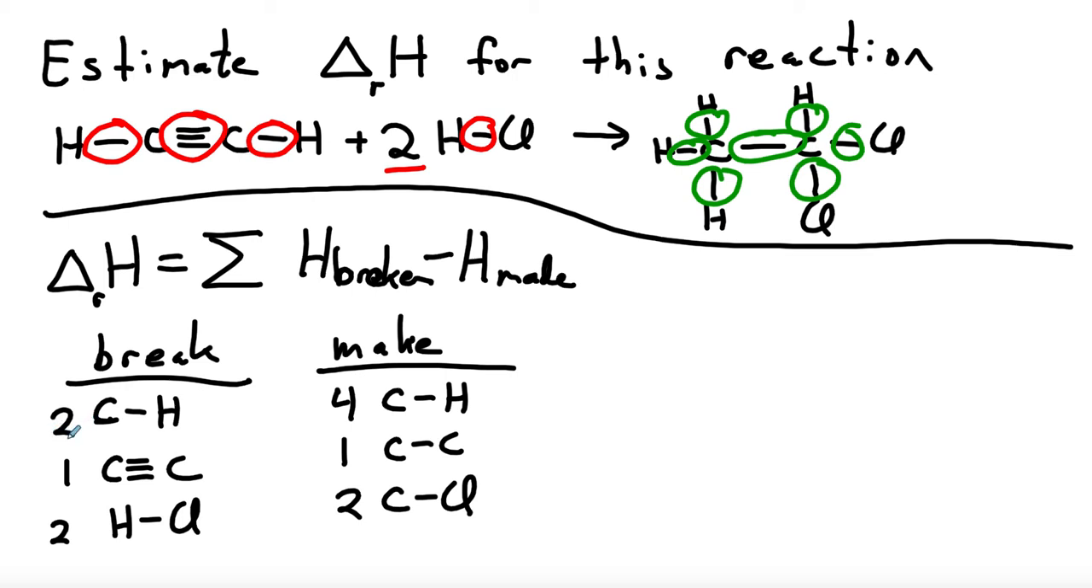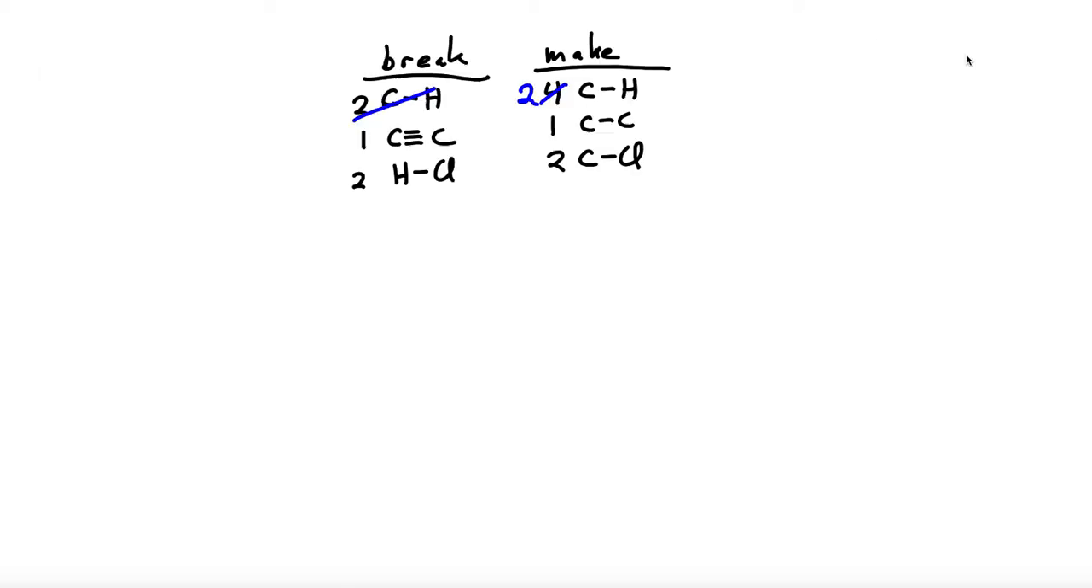You can say, look, I've got two carbon-hydrogen bonds here, and I can get rid of two on this side too. And now that's one fewer number I have to plug into my calculator. Okay, but there's nothing else I can cancel because all the other bonds are different on the make and break side. So let's go ahead and do this problem.